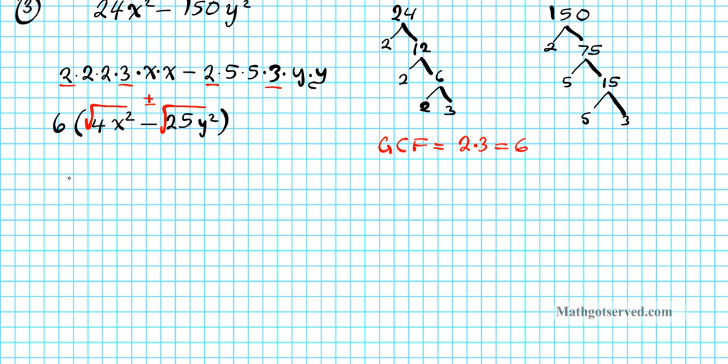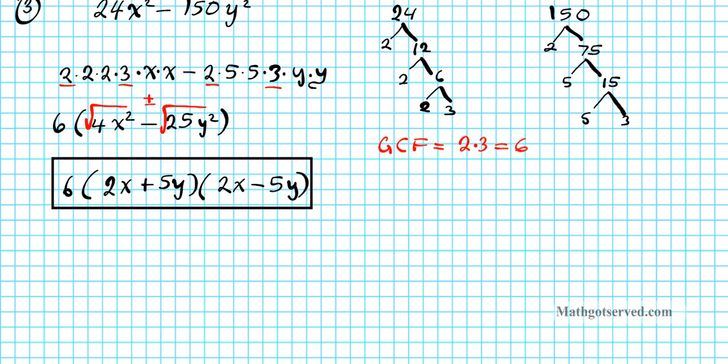So we're going to have 6 times the square root of 4 is 2, square root of x squared is x, and then square root of 25y squared is 5y. So we'll do the plus first, plus 5y. This is a sum, and then the difference, the same two terms, but with a minus in the center, okay? Minus 5y. So this is the factored form of the original expression.